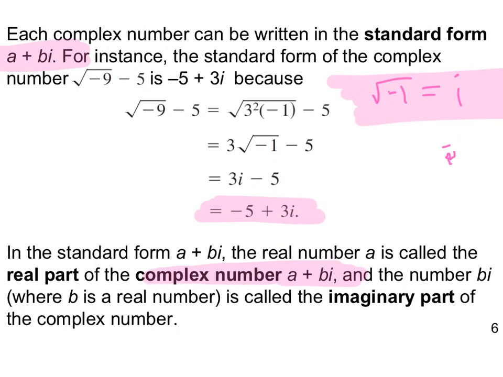So the b would just be a number that's multiplied times the i. But since it's being multiplied by the i, it's still part of the imaginary part. Even though 3 is a number, since it's being multiplied times the i, it's an imaginary part. So this would be the imaginary part. And then this -5 would be the real part.